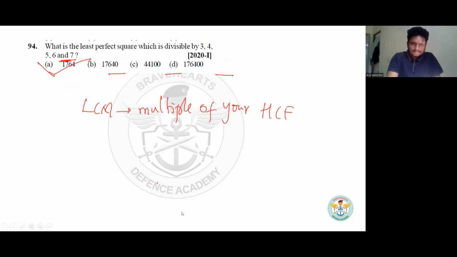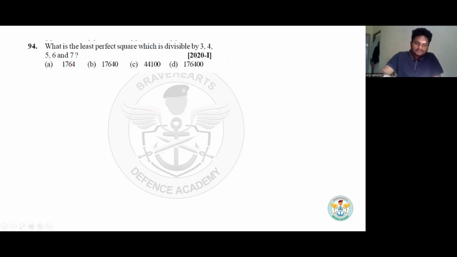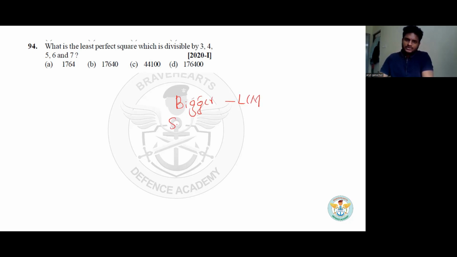Try this. What should we find? First, figure out whether we should find HCF or whether we should find LCM. LCM. Why are we finding it? I'll give you one more hint. In the last class, I gave you 2 hints on how to decide between HCF and LCM. First, if your options are bigger, then we'll find LCM. If your options are smaller, then we'll find HCF. This was one primary hint we used in the last class.